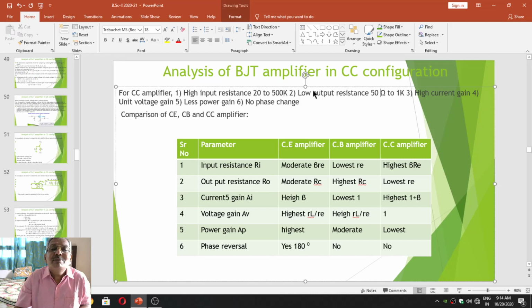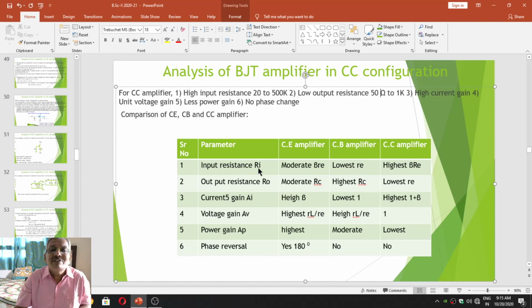Friends, almost all we have completed the analysis of all three types of amplifiers, that is common emitter, common base and also common collector amplifiers, from the point of view of DC supply as well as from the point of view of AC supply. Now we are going to compare all these three analyses together under the title Comparison of CE, CB and CC amplifiers. We are comparing all these three amplifiers from the point of view of their respective parameters, which we have already calculated.